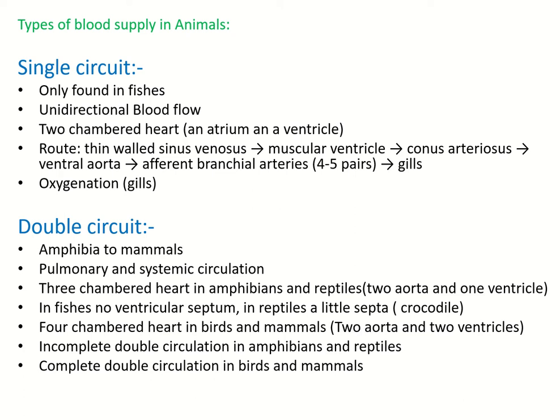So you can say that within the body of amphibians and reptiles, the type of double circuit circulation is incomplete double circulation, while within the body of birds and mammals, the double circulation is complete double circulation.